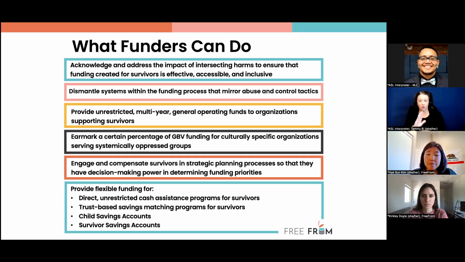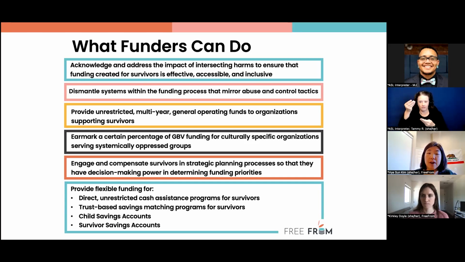For example, at FreeFrom, as Kirkley mentioned earlier, we offer trust-based savings matching programs for survivors. And what that means is that a survivor tells us how much money they've saved that month, and they don't show us any type of proof. And we match up to $50 for that survivor across a span of 6 months. And so again, it's important that funding processes are trust-based and trauma-informed.